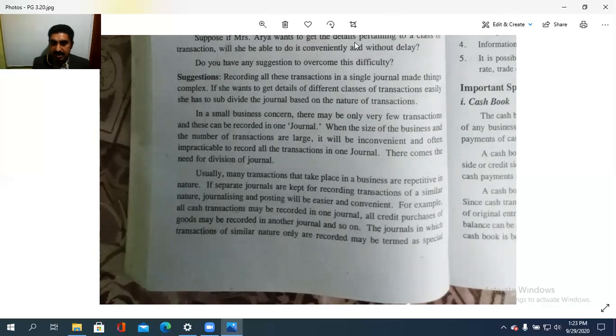In a small business concern, there may be only very few transactions and these can be recorded in one journal. A few transactions in a journal. When the size of the business and number of the transactions are large, it will be inconvenient and often impracticable to record all the transactions in one journal. Therefore comes the need for division of journal.